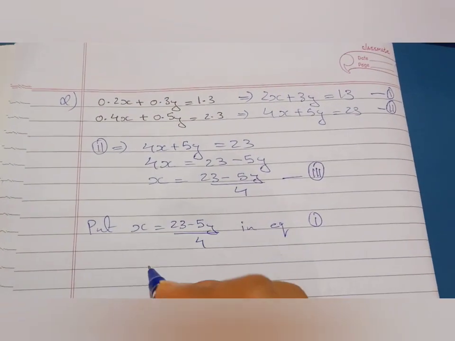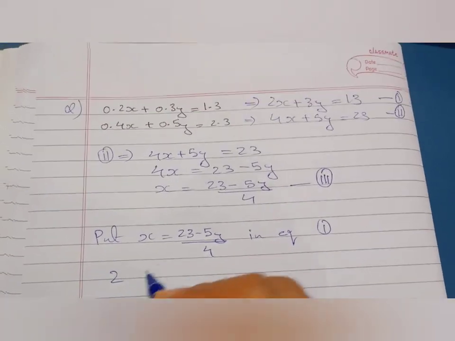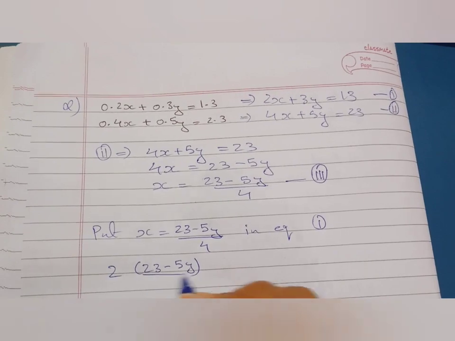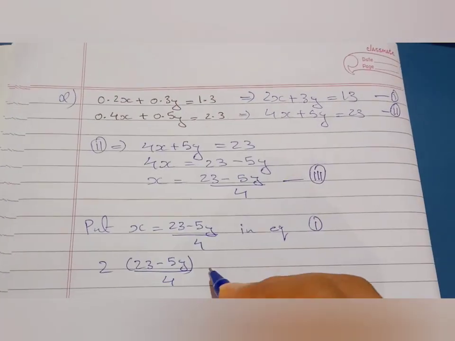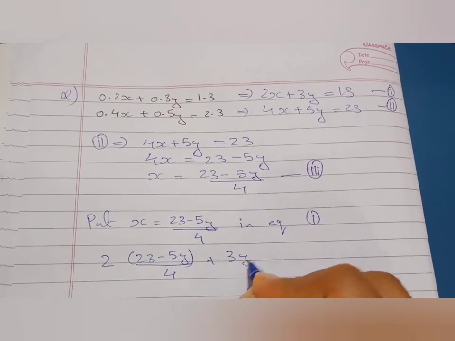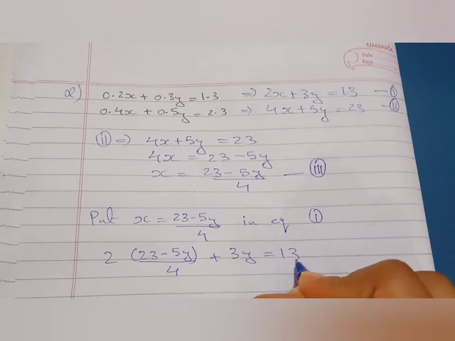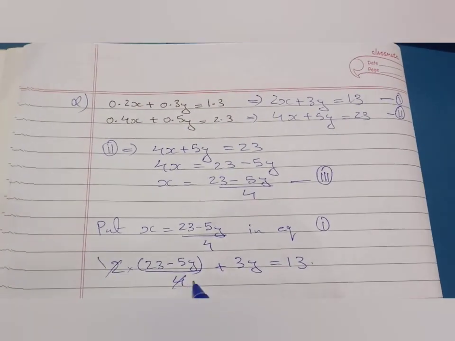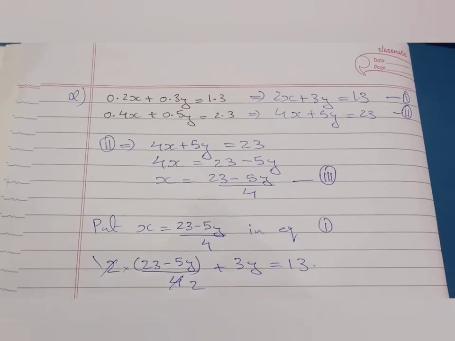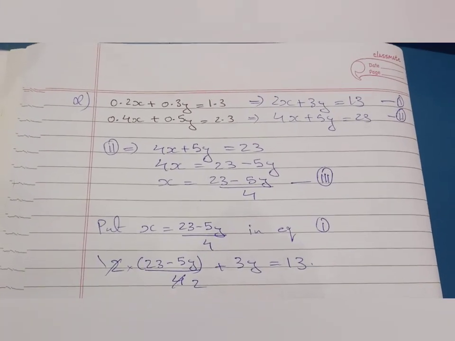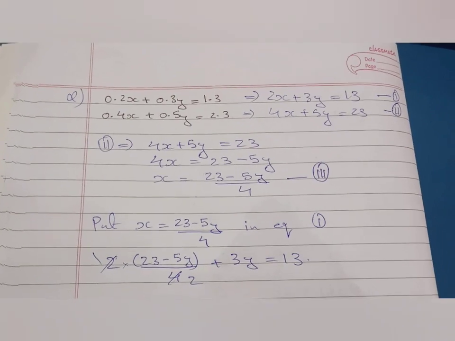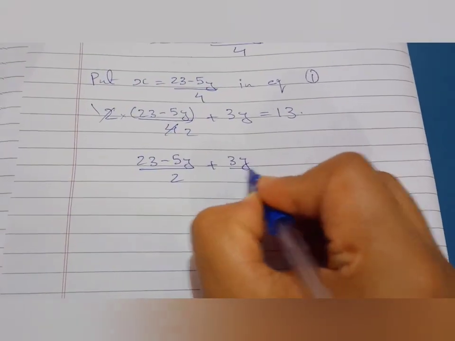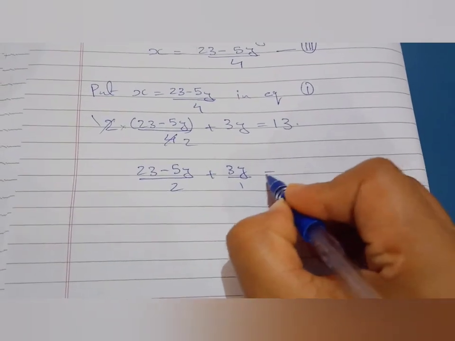Equation 1 is 2x. So in place of x, we will write (23 minus 5y) by 4. Rest of the equation will come as it is, plus 3y equals 13. This 2 can be cancelled. 2 1s are 2, 2 2s are 4. So we are left with (23 minus 5y) by 2 plus 3y. 3y does not have a denominator, so let's write 1 as its denominator, equals 13.